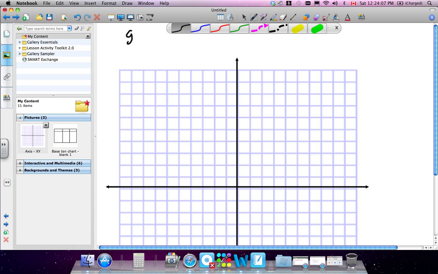Okay, let's go to the next page. Okay. Put up another graph.